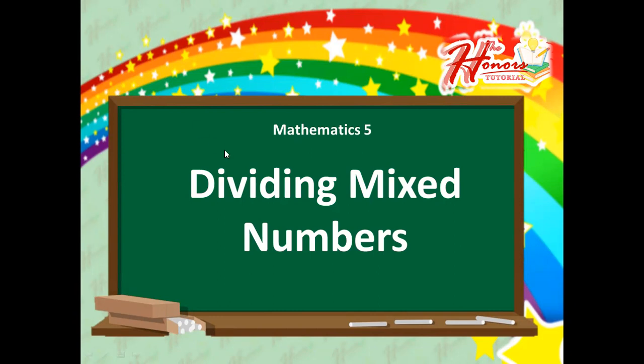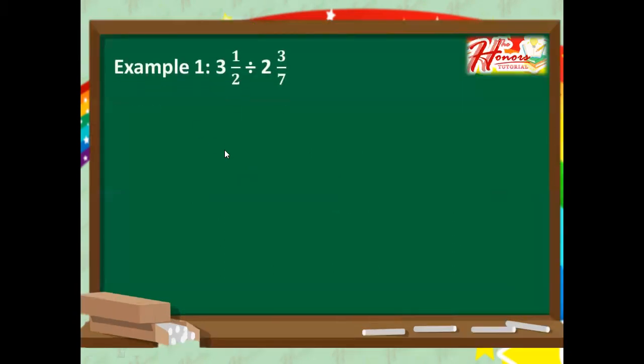Let us have example number 1. So we have here 3 and 1 half divided by 2 and 3 over 7. So the first thing that we have to do is to copy the given first. So we have here solution. And then we have here 3 and 1 half divided by 2 and 3 over 7.